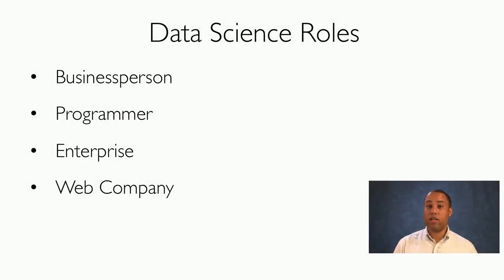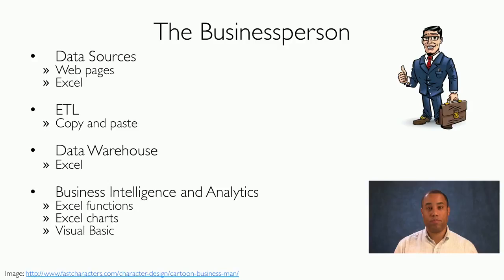Let's look at 4 data science roles. 2 are individual, a business person and programmer, and 2 are organizational, an enterprise and a web company. A business person has data sources that include things like web pages and Excel spreadsheets. Their ETL process is copy and paste between these documents. Their data warehouse is often a set of Excel spreadsheets. And for business intelligence and analytics, they use things like Excel functions, Excel charts, and Visual Basic.